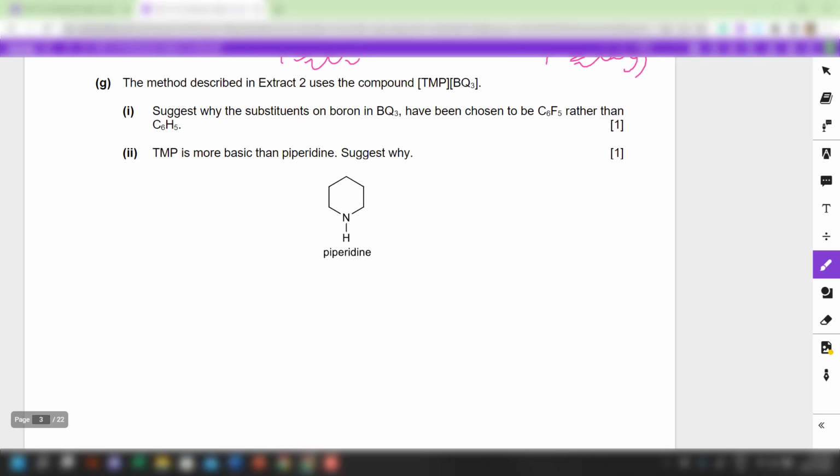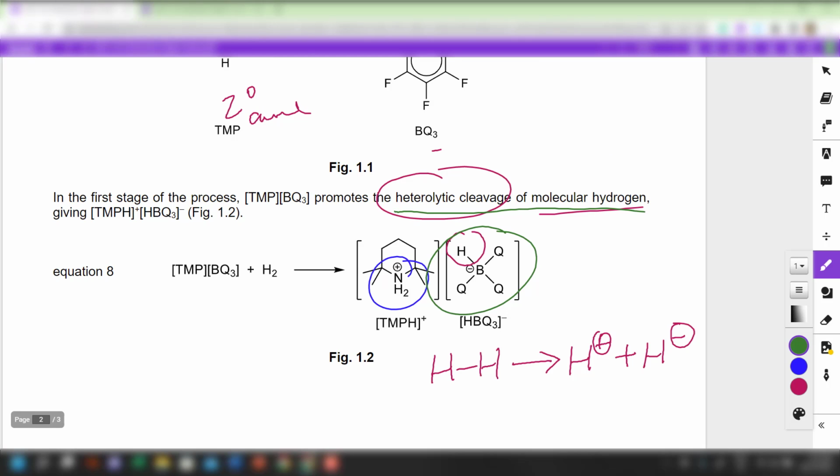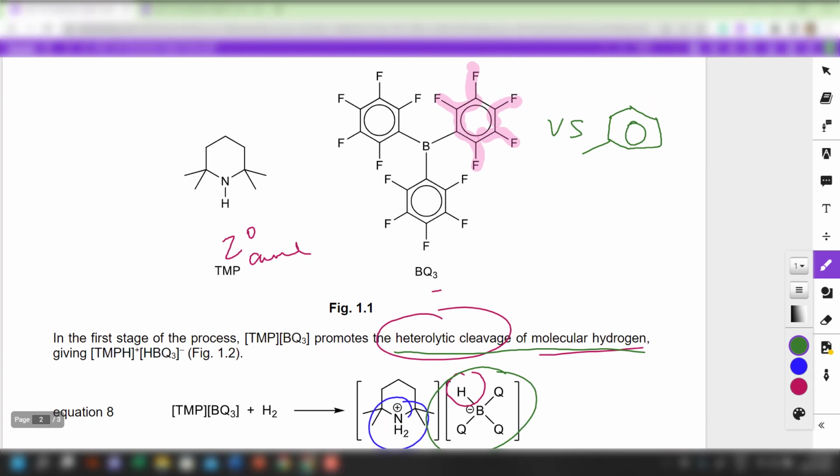And then of course for part 2, TMP is more basic than piperidine. You are given the structure of piperidine. I think we can easily understand why. Do take note that some students might have the misconception that TMP has more electron donating groups. Now this is incorrect. It doesn't have more electron donating groups. The number of electron donating groups remains as 2, as exemplified by the alkyl groups over here. Oops, sorry, I'm just going to use a highlighter. Over here and over here.